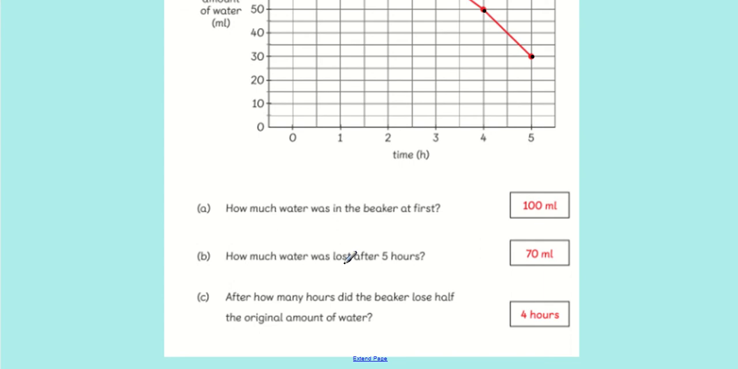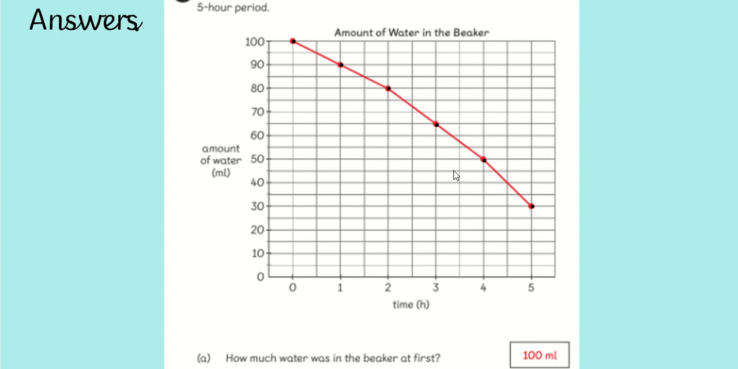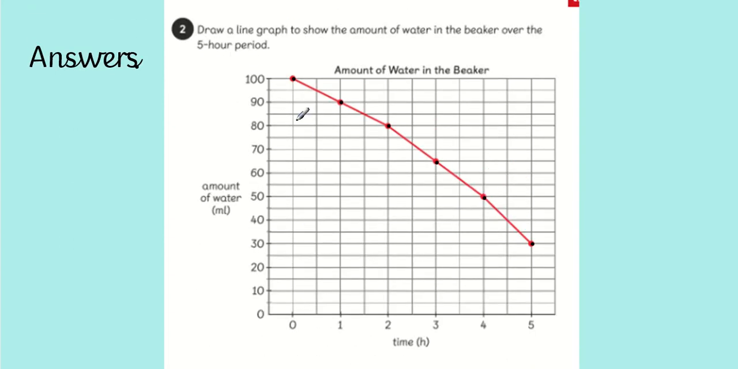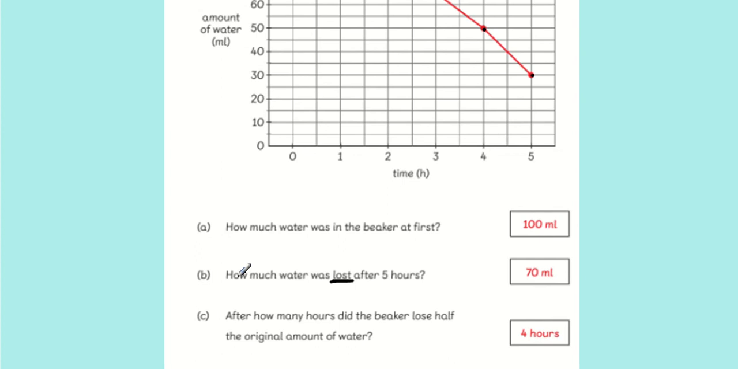How much water was lost after 5 hours? And this is the key word here, lost. It's not saying how much water was in the beaker after 5 hours, it's saying how much water was lost. So how much had it gone down by? Okay, so to do this, we need to know how much we started with. We started with 100 millilitres. And after 5 hours, we had gone down to 30 millilitres.